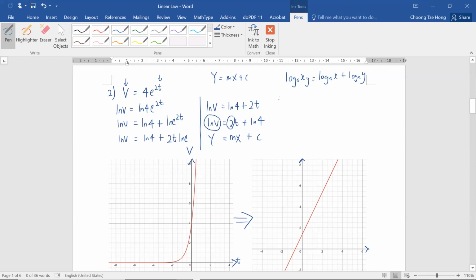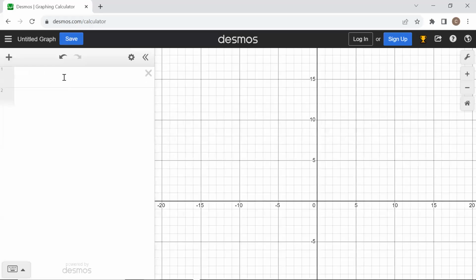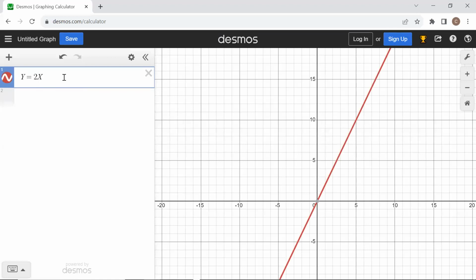So in this case, the equation that we have is now big Y equals 2 big X plus ln 4. Remember this, I'm going to use Desmos to draw it out. So big Y equals 2 big X plus ln 4. Go back here. Big Y equals 2 big X plus ln 4. Indeed, we get a straight line graph. I've actually also copied this over already.